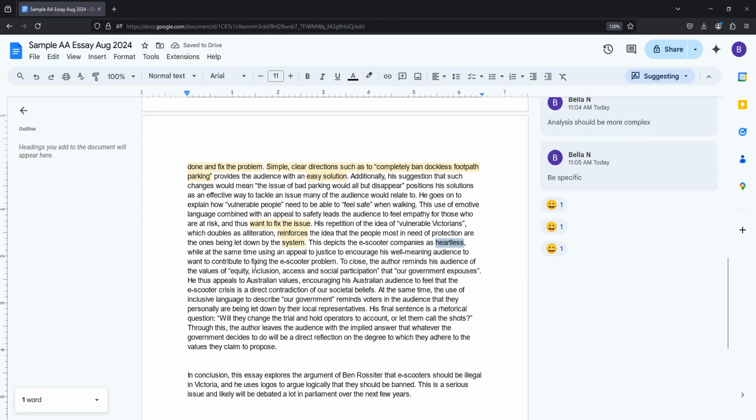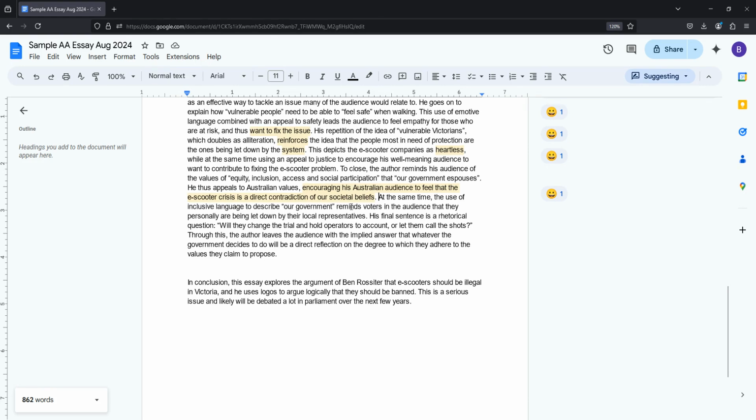To close, the author reminds his audience of the values of equity, inclusion, access, and social participation that our government espouses. All right, fair bit of quoting, so we want to see that followed by analysis. He thus appeals to Australian values, encouraging his Australian audience to feel that the e-scooter crisis is a direct contradiction of our societal beliefs. This is really good. In specific, I like that they've talked about an actual segment of the Australian audience and why that value would be elicited in them particularly. Use of inclusive language to describe our government reminds voters, okay, really good audience segmentation here as well, that they personally are being let down.